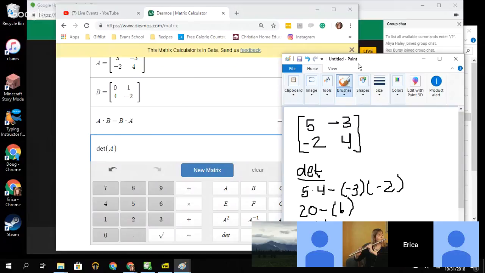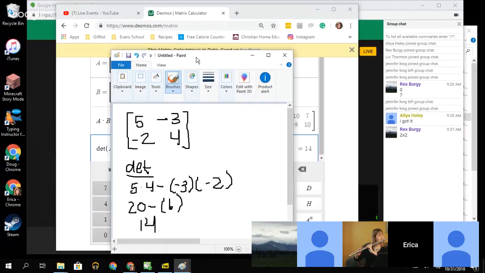Okay. Everybody feel okay with that? Do you think you can do the determinant of a 2 by 2 by hand? Yeah. Okay. And do you think you can do the determinant of a 3 by 3 in a calculator? Yeah, that one we can do, right? Either of them in the calculator.